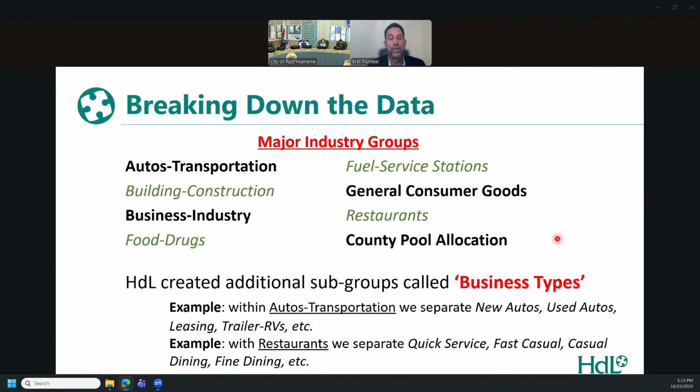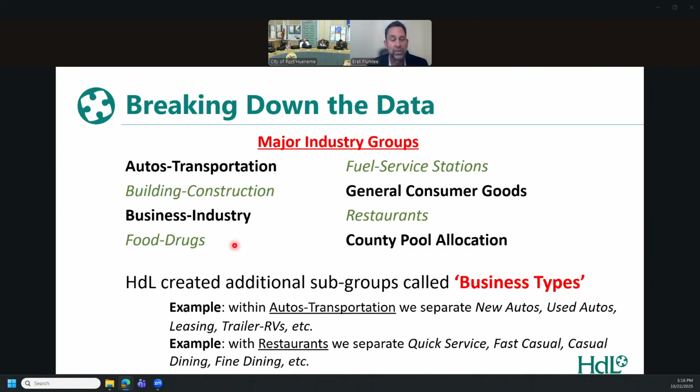When I talk about the major industry groups, this is how we at HDL analyze the data. This is how the data comes in from the CDTFA, the California Department of Tax and Fee Administration. There are 8 major industry groups: autos and transportation, building and construction, business industry, food and drugs, which has been in the city of Port Hueneme the largest of the 8 major industry groups until the past year or so. Over the past 13 quarters, this has changed, and restaurants and hotels in the city of Port Hueneme are now up at the top.